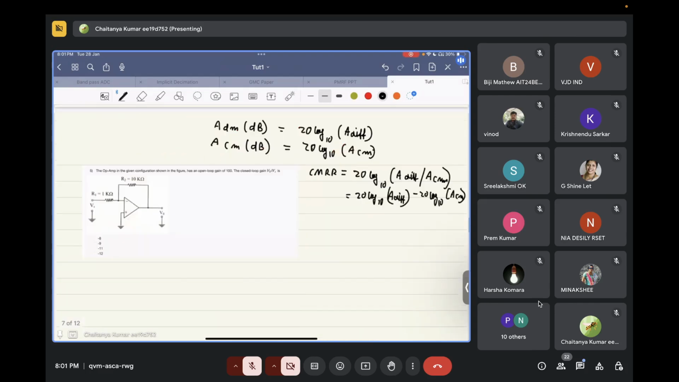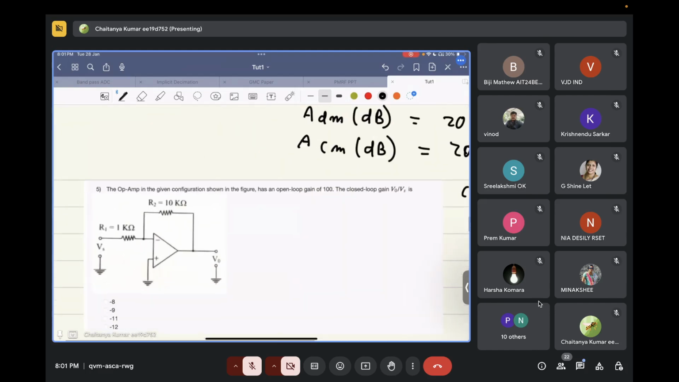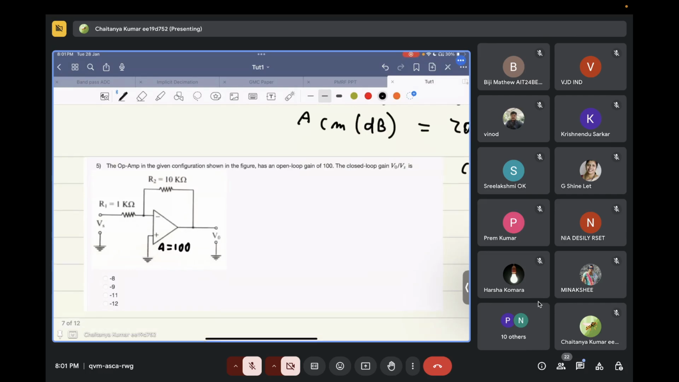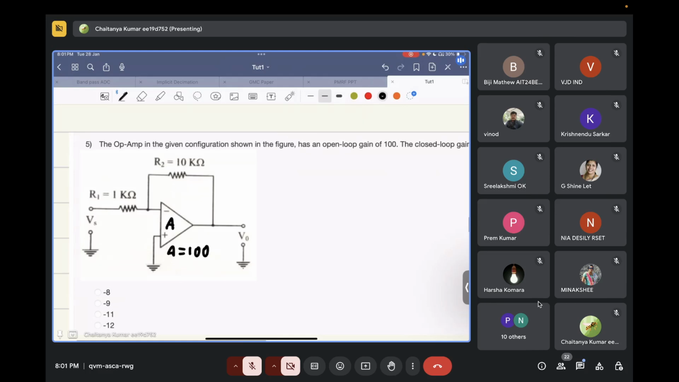Okay, so let's move to the next question. The op amp given, so again, now here we don't have an ideal op amp. Okay, the gain of the op amp is given to be 100. In that case, output by input is required to be found out. So let's try to find out the output by input. Initially, let's have this op amp's gain as a variable A.